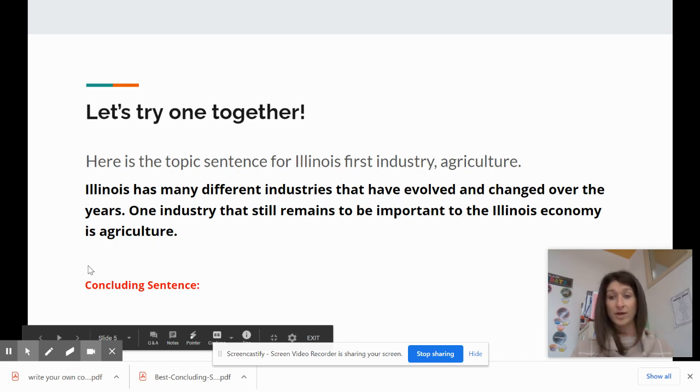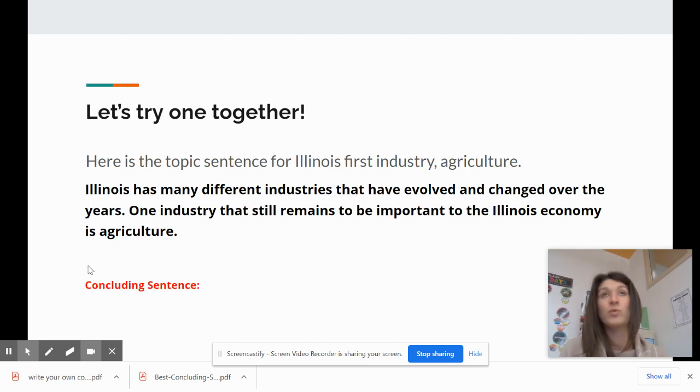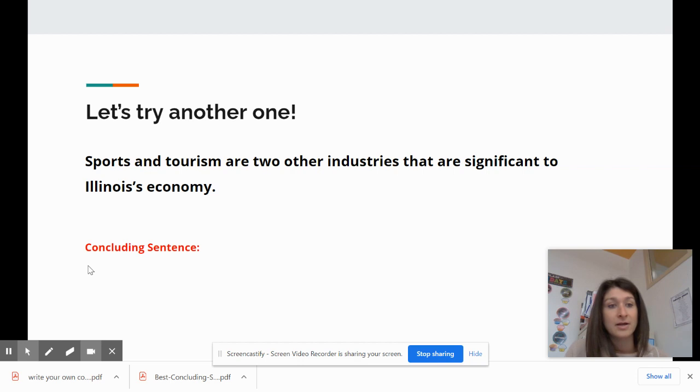And I'm going to share with you one more, my sports and tourism industry paragraph. And then we'll take a look at what I have written. Sports and tourism are two other industries that are significant to Illinois' economy. So what would be a good concluding sentence that you might be able to rephrase using sports and tourism? Think about what you know about the tourism and sports in our own state that you could rephrase.